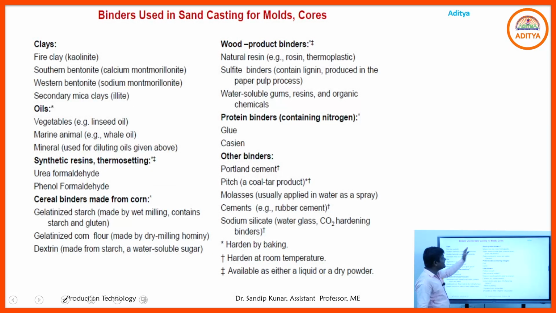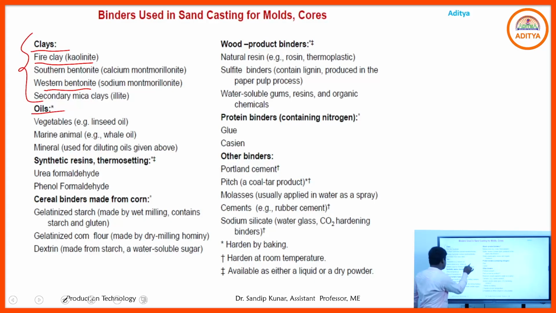Now, what are the binders used in sand casting? That is an important thing that helps to produce the casting. We know sand is there, but for binding that sand, some extra materials are required. First is clay, fire clay, southern bentonite, which acts as a clay, and western bentonite, secondary mica clay. These things are used as clay. All of them act as binders.